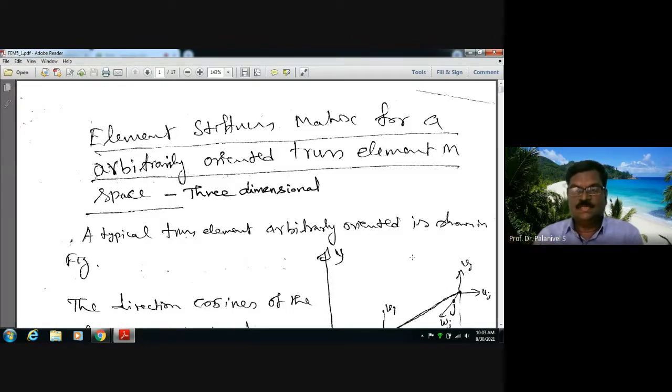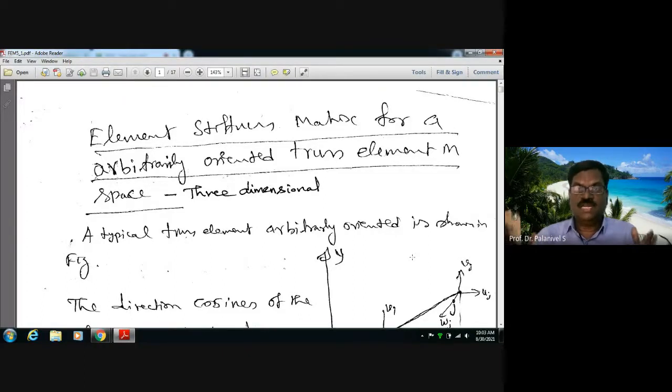That is, I have a line element, an axial element. That is called a line element, axial element. But I am keeping it in space. It means three-dimensional. I have x, y, z Cartesian coordinates. There I am arbitrarily orienting that axial element somewhere. Now it is called a truss element in space. That is the element stiffness matrix for an arbitrarily oriented truss element in space. That is the meaning of it.